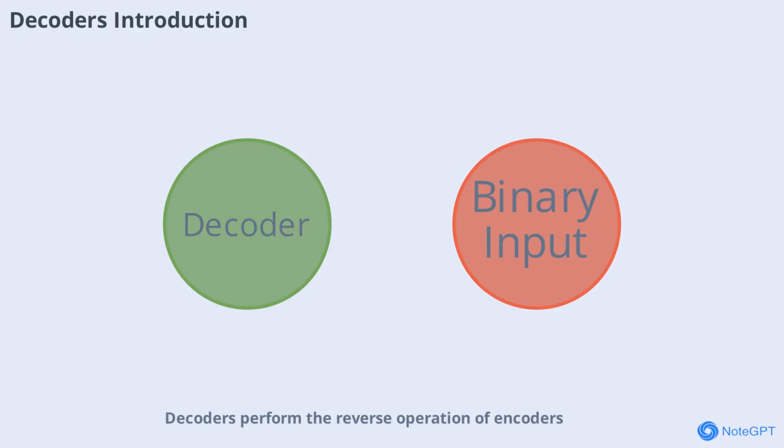Decoders perform the reverse operation of encoders. They take binary input codes and activate one of several output lines. Decoders are crucial for tasks like memory addressing, data selection, and display systems in digital electronics.